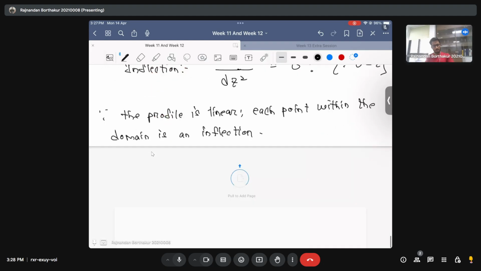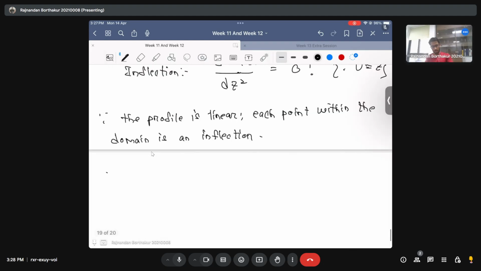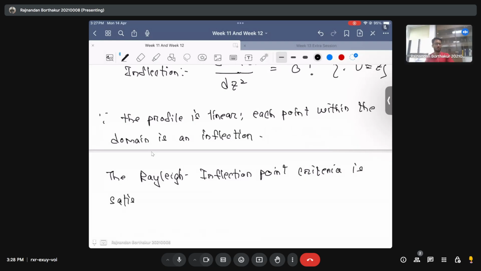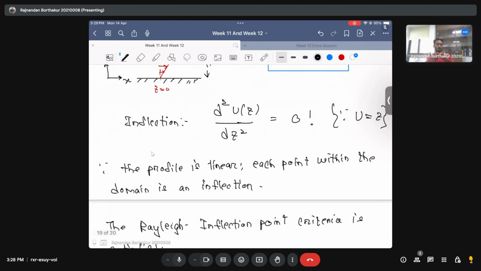Okay. Which means that the Rayleigh inflection point criteria is satisfied. Similarly, you can take any arbitrary flow. For instance, you can take a parabolic flow and then check whether the Rayleigh stability inflection point criteria is satisfied or not. Now, this indicates that there could be instabilities, but remember, it's not a sufficient condition. So this indicates that there could be instabilities in Couette flows.